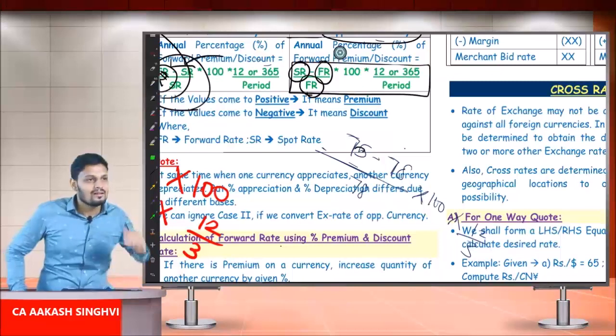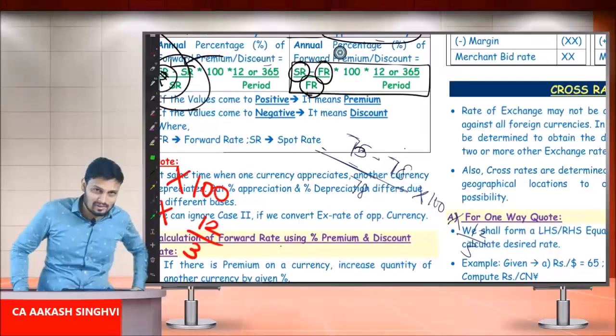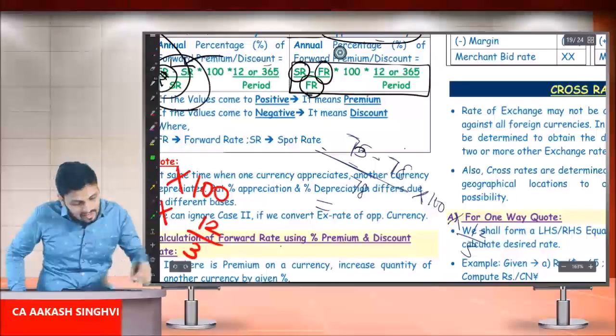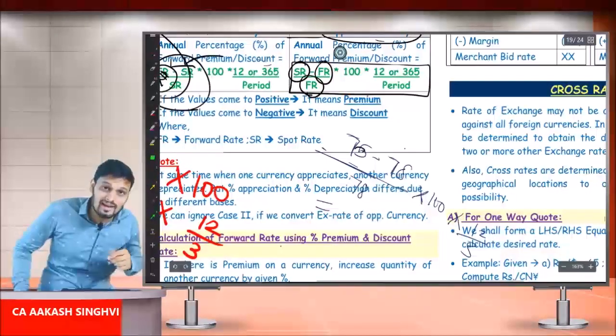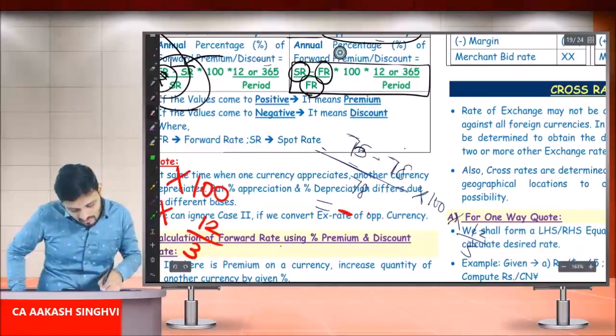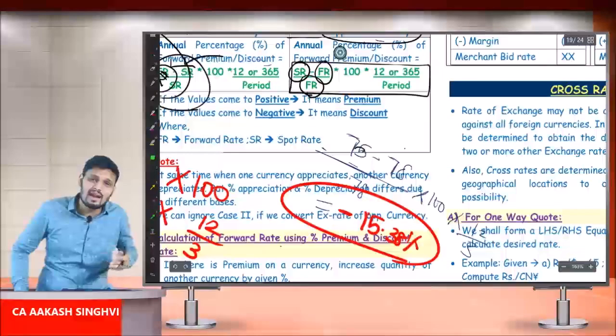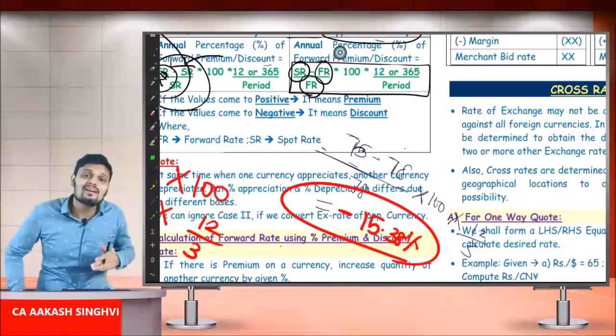So in the same example, dollar has appreciated by 16% and rupee, I hope you got the answer, is in negative, right? Why is there negative? Because rupee is in discount. So minus 15.38%. Rupee is in discount. That is why we will get the answer in negative.